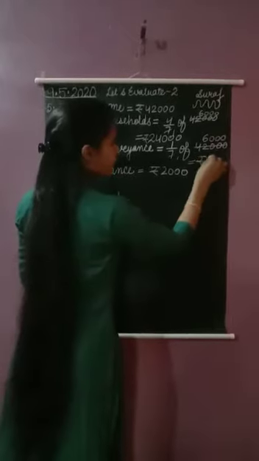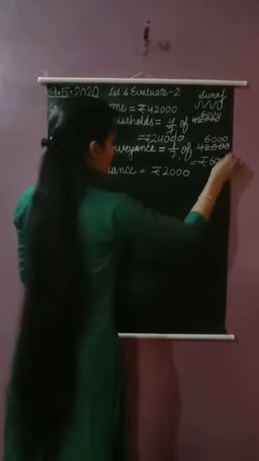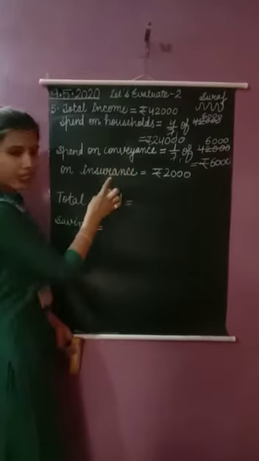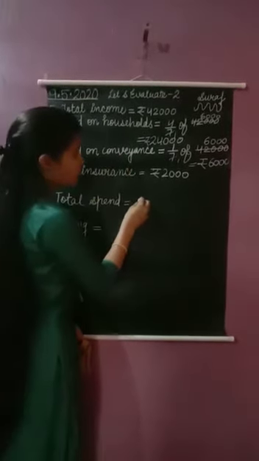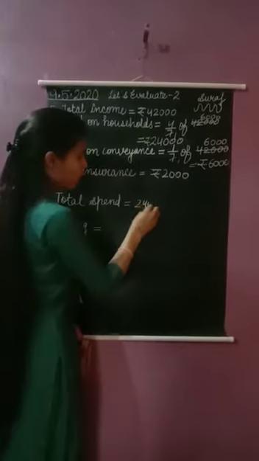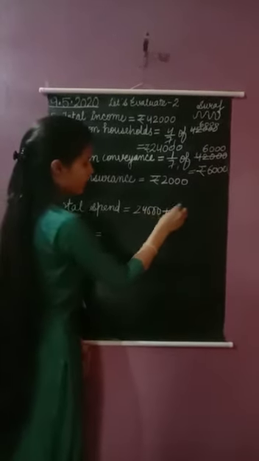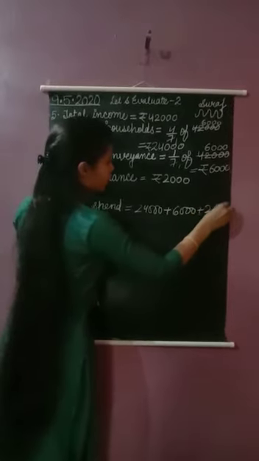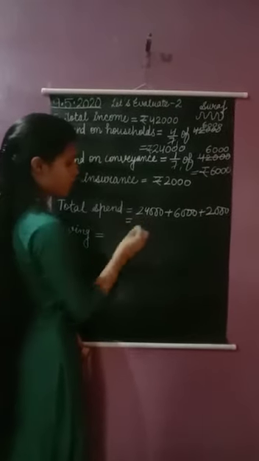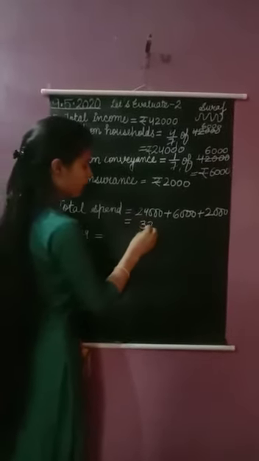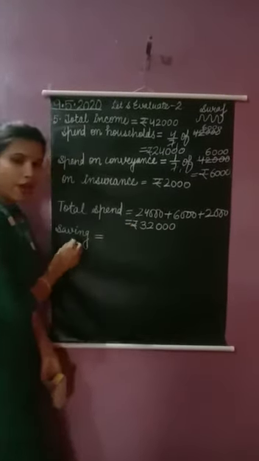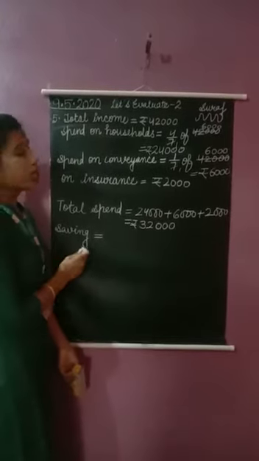6,000. Now the total spent on household, conveyance and insurance: 24,000 plus 6,000 plus 2,000, and this is your 32,000 rupees. Okay, now we have to find how much he is saving.